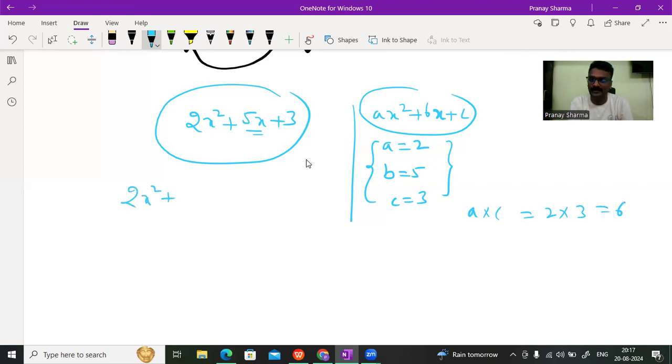So how will that be possible? Again, we'll be taking 3x plus 2x. Will that work? Because when you add them, you will be getting 5x only, right? That will be plus 5x. And if you multiply 3 and 2, the numerical coefficients give 6. Fine. So that means this split is perfect.